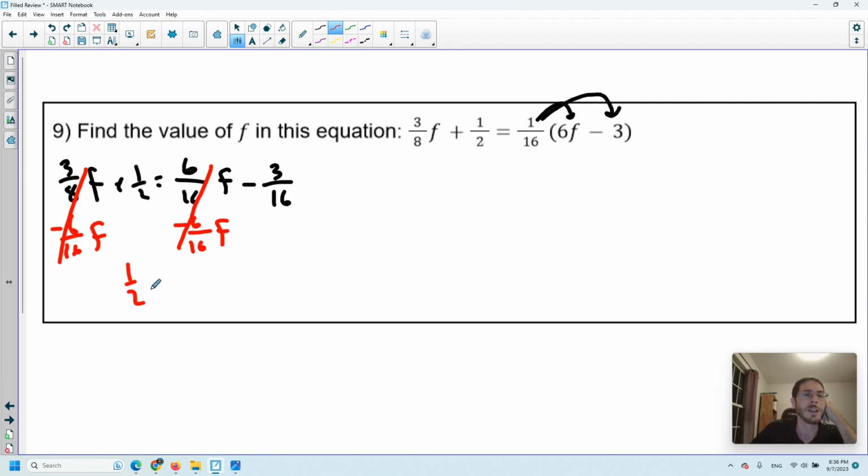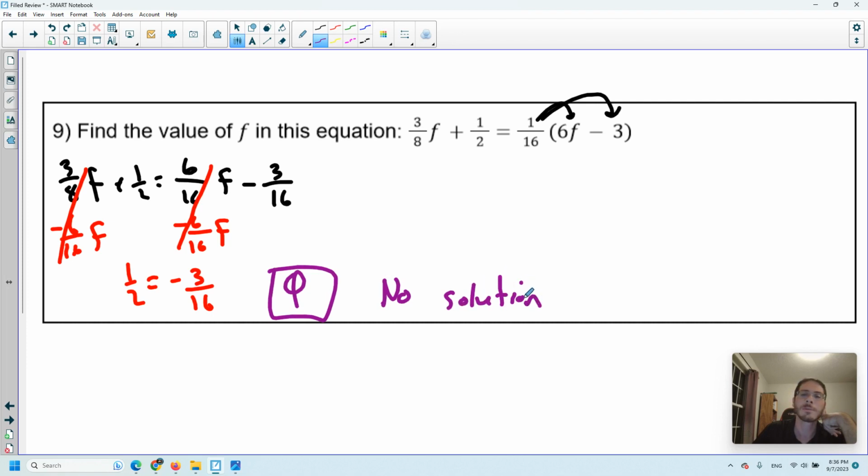So now we're at 1/2 equals negative 3/16. And we have to ask ourselves again, what is going on here? Because 1/2 is definitely not the same as negative 3/16. That's because the answer is no solution. So this one will not work out. So there's no solution to this one because, again, our two numbers are different.